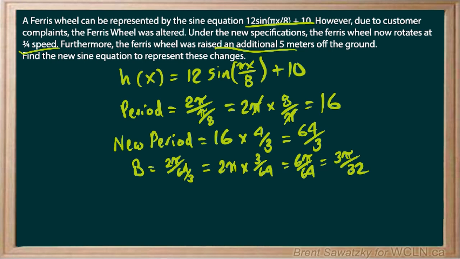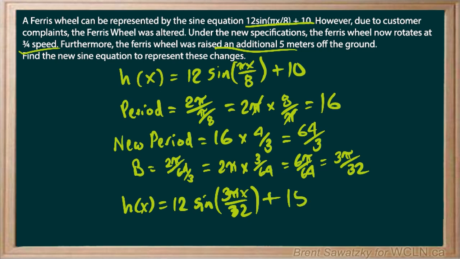So let's take that and we'll put it into our equation. And so the 12 stays the same. In our equation, we would now have 3 pi x over 32. Make that more clear. And that's in brackets. And then we will deal with the raised it an additional 5 meters. So instead of 10, we would have 15. And there we go, final answer.